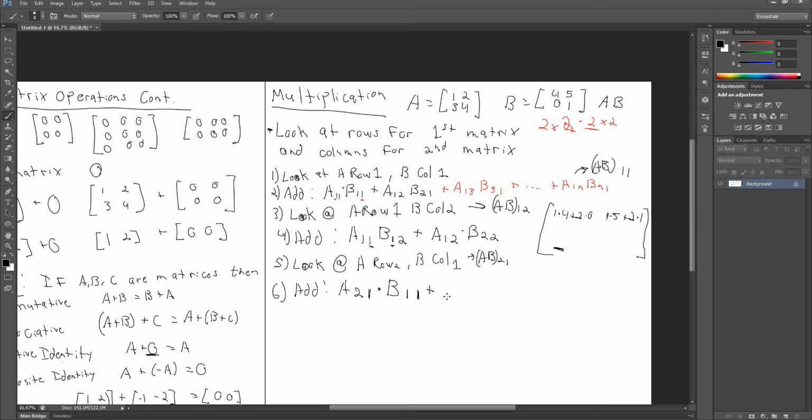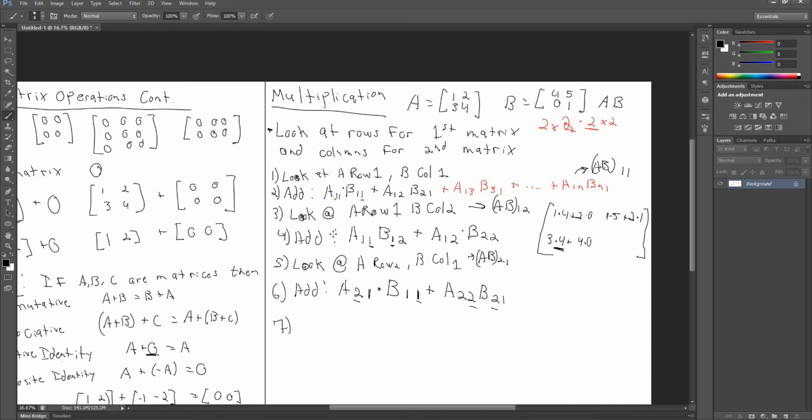We then would have A, 2, 2. So I'm going from 3 to 4. I'm now going to go from 4 to 0. So B, 2, 1. My inside number is still the same. My outside numbers are still 2, 1. They will always be 2, 1 for this step. So here I had 3 times 4 plus 4 times 0.